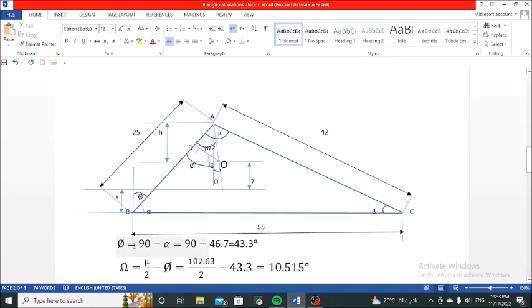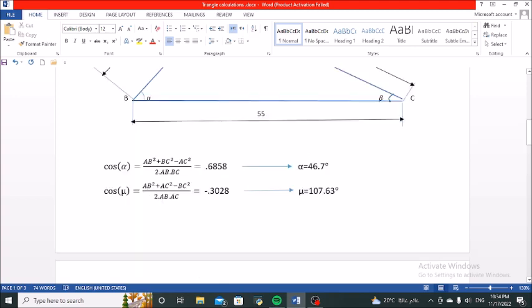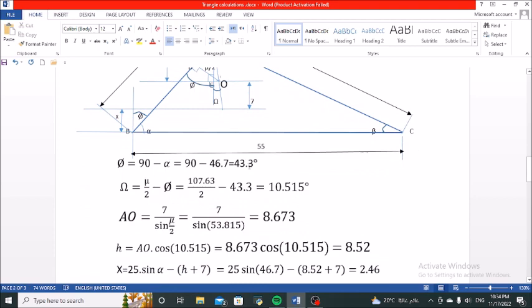Now let's start calculating other parameters. Here, of course, is the angle psi. The perpendicular drawn from A to the horizontal line passing through the center of the circle O is also equal to psi, but psi is equal to 90 minus alpha, where alpha, as calculated before, equals 46.7. So psi came out to be 43.3 degrees.